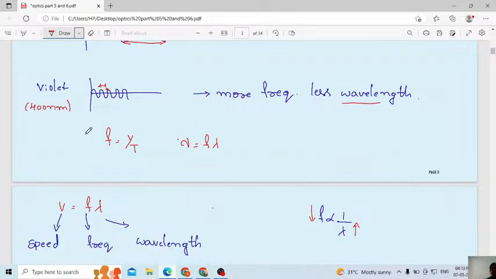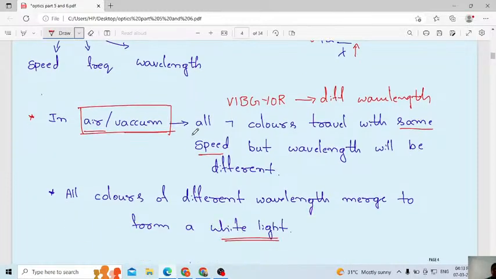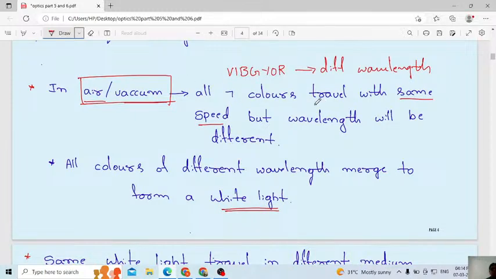Here the frequency is inversely proportional to the time period. When we consider white light, we use the formula V equals F lambda. Here V represents the speed, F means frequency, and lambda means wavelength. When we consider the medium air or vacuum, VIBGYOR, because of the different wavelengths, shows different colors. But in air or vacuum, the speed of all the 7 colors will be the same, even though they have different wavelengths.